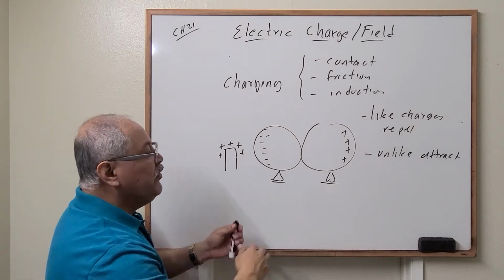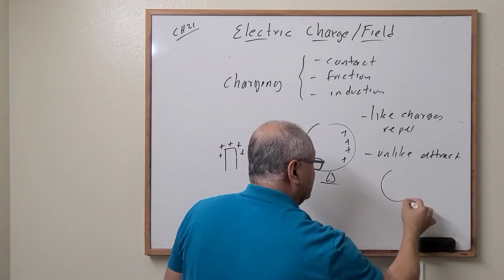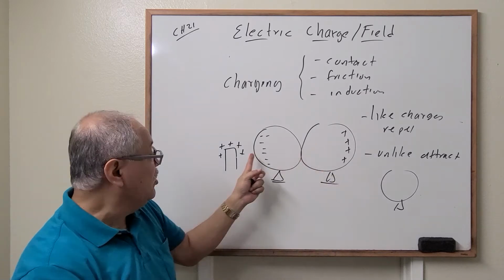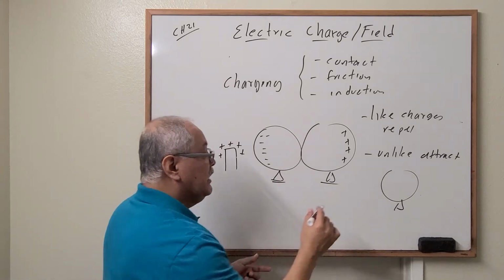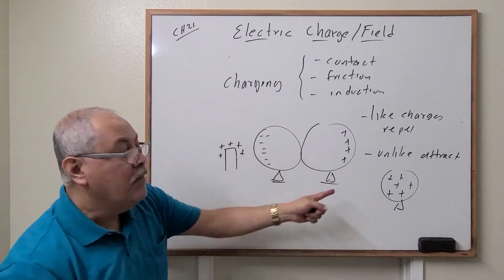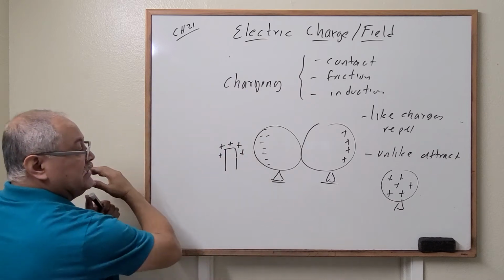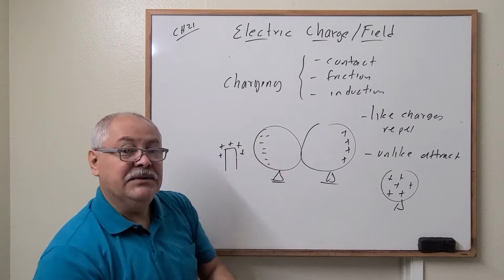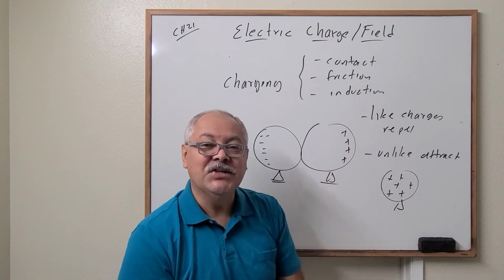Now, what happens if we remove this conductor? When we remove this conductor, now this conductor becomes charged, but without contact. It's not in contact with this original positively charged object, right? So it becomes positively charged by induction. Later, if we remove this object, this is gonna be negatively charged. And this is again charging by induction.